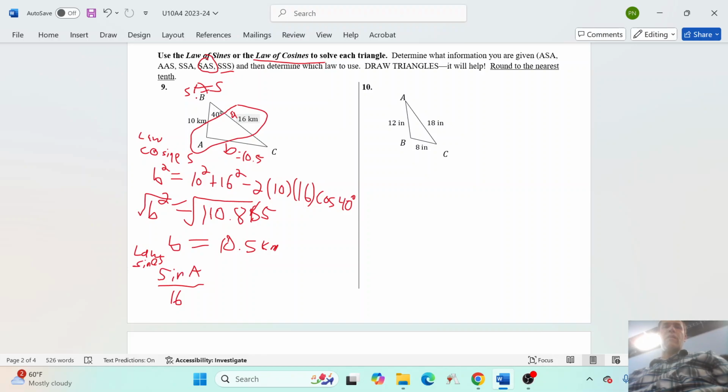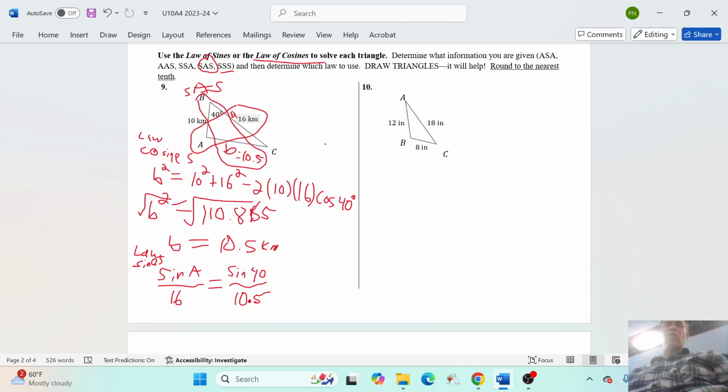So that's going to be equal to sine of 40 over 10.5, which is the side we just found. It's kind of rounded, so I'm a little worried about that, but okay, I guess.